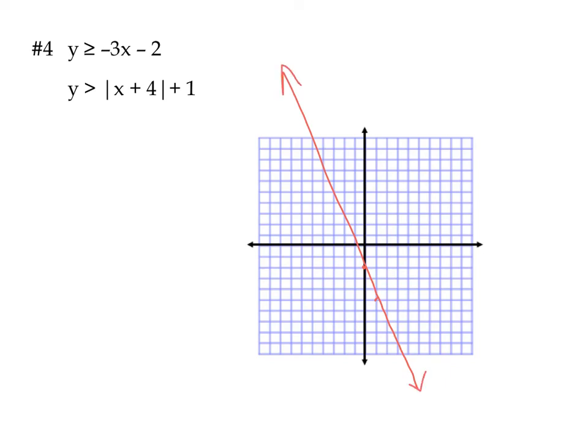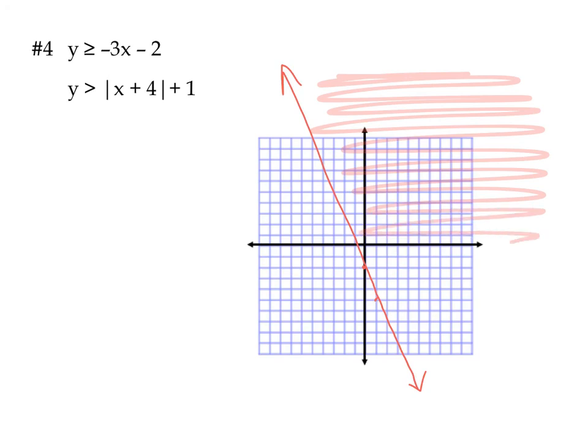And then to figure out where to shade again, you could do 0, 0. Again, it's pretty close there. If you don't want to risk it, maybe 1, 0 would work. But either way, pick a point that's not on the line and shade. And we're going to be shading for this graph all of this area on this side of our boundary line.